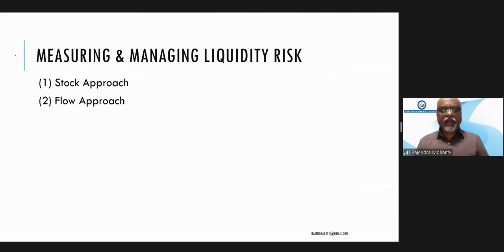Now, how is this liquidity risk measured? Sometimes the question is how many methods are there to manage this liquidity risk? So basically there are two methods. One is called the stock approach, the second is called the flow approach. So remember these two methods, and remember that only two methods are there to measure or manage the liquidity risk.